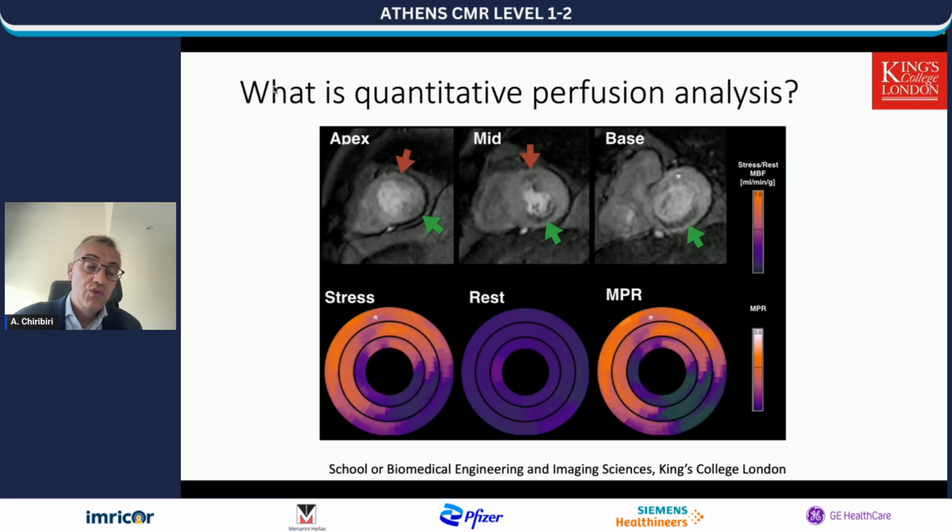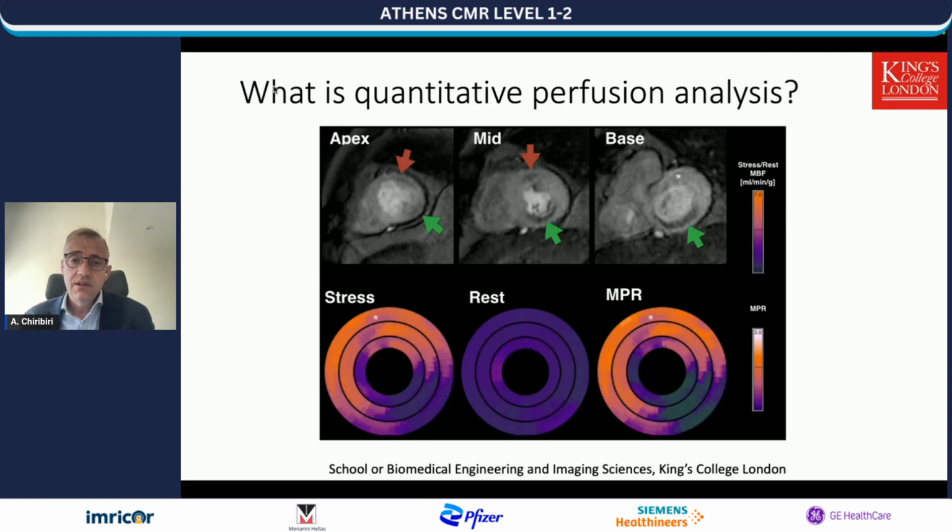Now, there are a few things that we can say about this specific example, which summarize why stress perfusion CMR is becoming so popular. First of all is the high spatial resolution of the acquisition. In this case, images were acquired at around 2 millimeters in-plane resolution, which is higher than any nuclear medicine method, with a coverage of all the 16 segments of the standard AHA model.